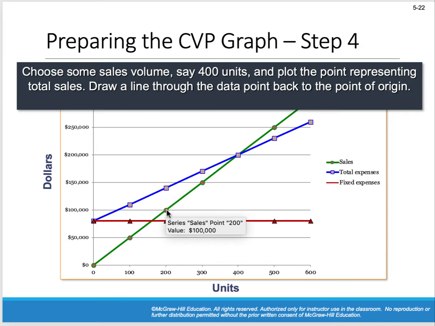At 200 units, our sales revenue is $100,000. Again, all we did was take the sales volume, 200 units, times the selling price per unit, which is $500 per bike. And we do that for 400 units, and we also do that for 0.